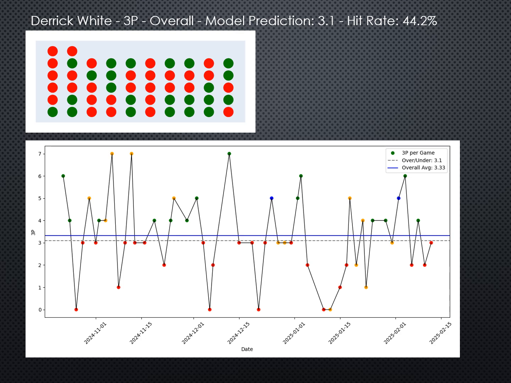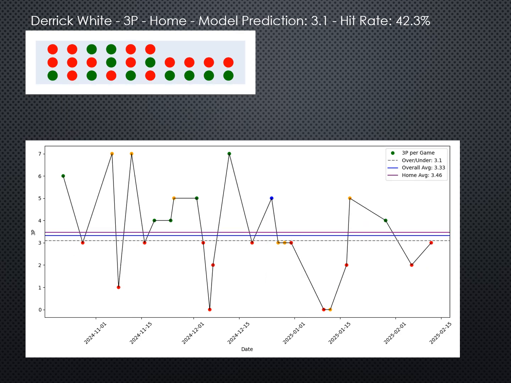Let's go ahead and analyze this a little further by location. All right, so while he's at home, there's a whole lot more of the ups and downs. The yellow dot that was zero was at home. The one with seven was at home. So he seems to be pretty streaky at home. Let's go through the away games.